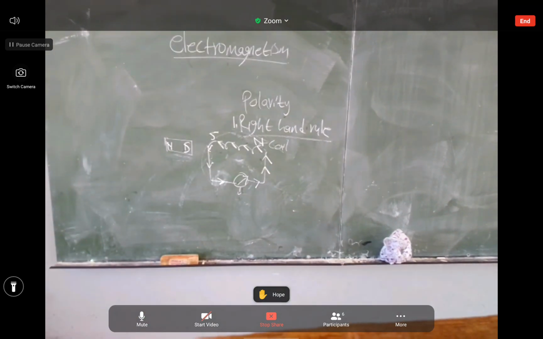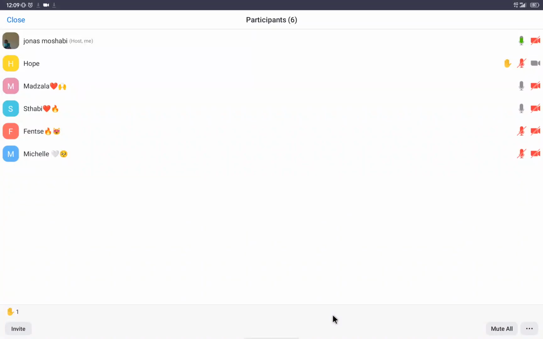Therefore, the polarity of the bar magnet approaching the solenoid will be the south pole. Are we clear? Any question? Do you have a question? Any questions so far?